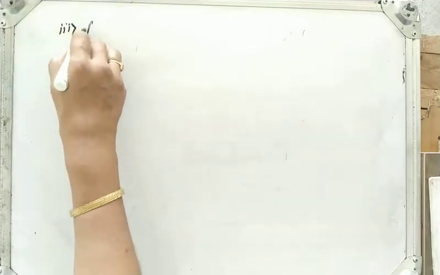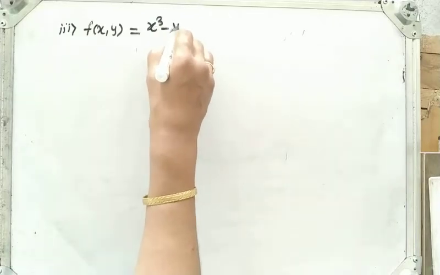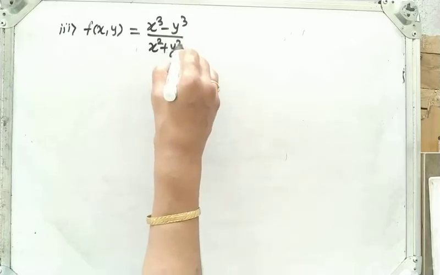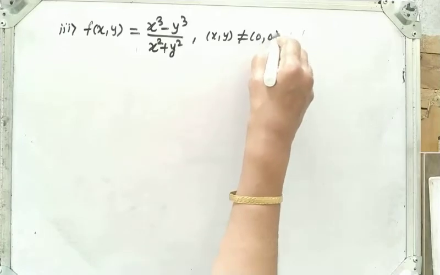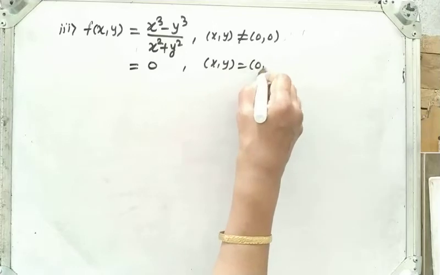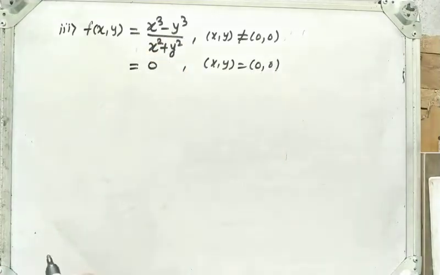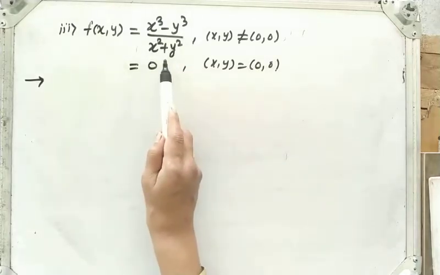Third is f of xy is equal to x cube minus y cube upon x square plus y square if xy is not equal to 0, 0, and it is 0 if xy is equal to 0, 0. Okay, f of 0, 0 is 0, otherwise its value is this. Now we have solved this example, means we have checked that this function is continuous. You can check the previous video that we have checked this function is continuous.